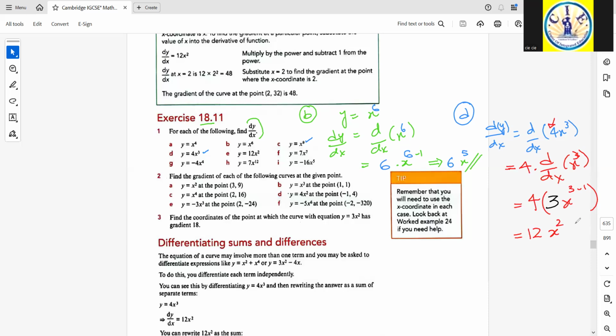Okay, in the same pattern, we have all other parts. Let it be part I, for example.